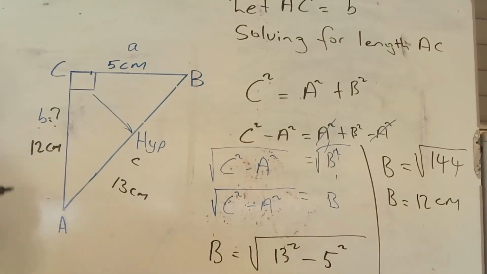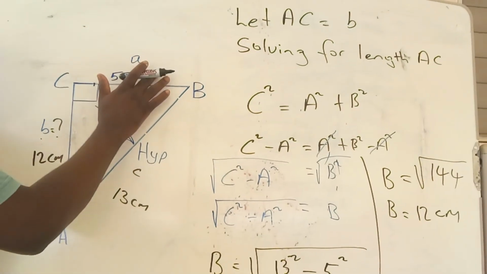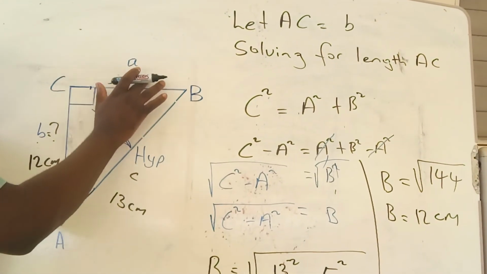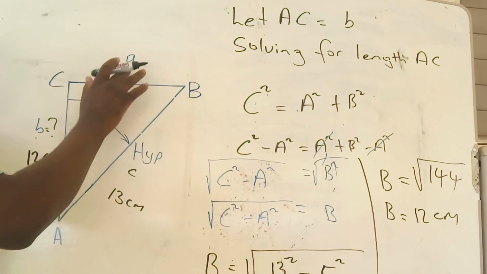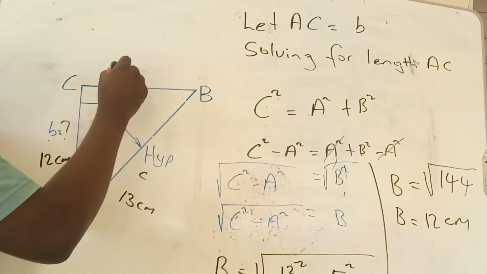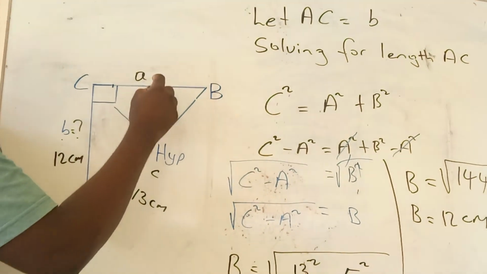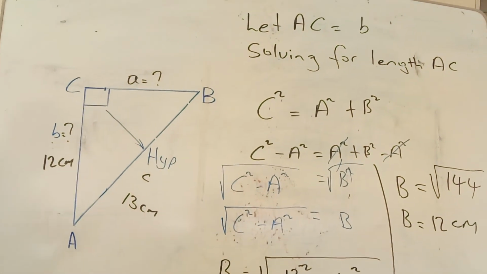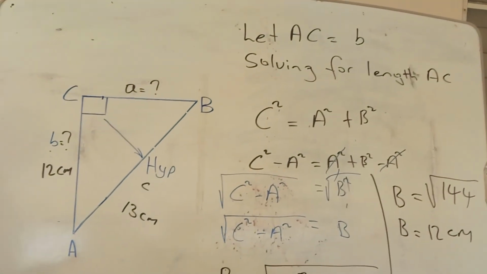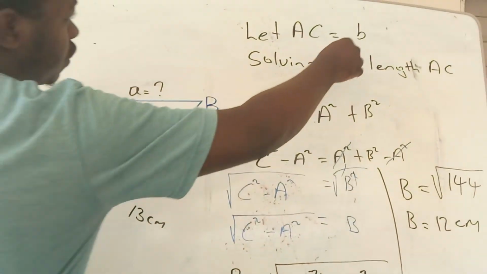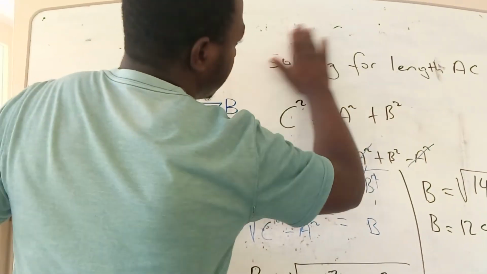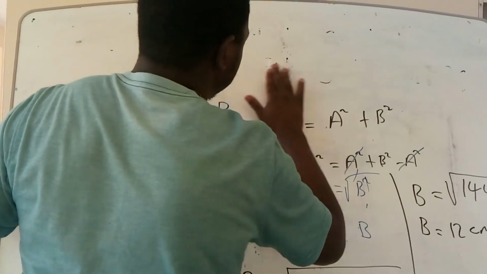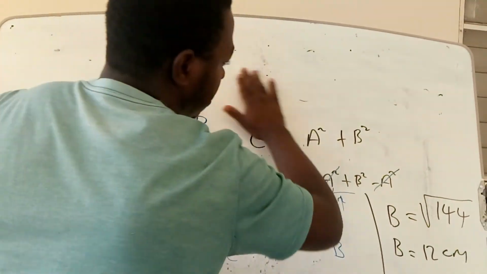Alright, let's play with this diagram some more. Let's say that we didn't know this side. We didn't know that this was 5, and all they put there was A. And they said, calculate the value of A. Right? Now, let me just erase this side so that we can have enough space to solve this.